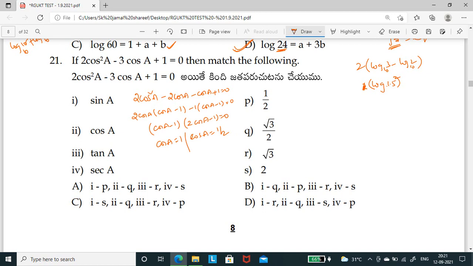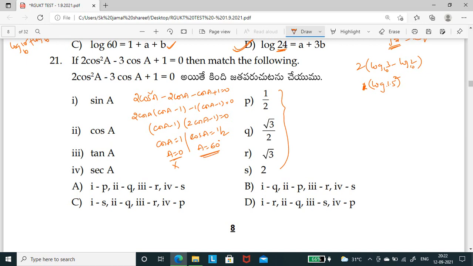So if cos A is equal to 1 by 2, when is that? When A is equal to 60 degrees. Here there are two possibilities. If A is equal to 0, then sin A is equal to 0, but there are no options related to that, so you should not consider this. Then the only possibility is A is equal to 60 degrees.